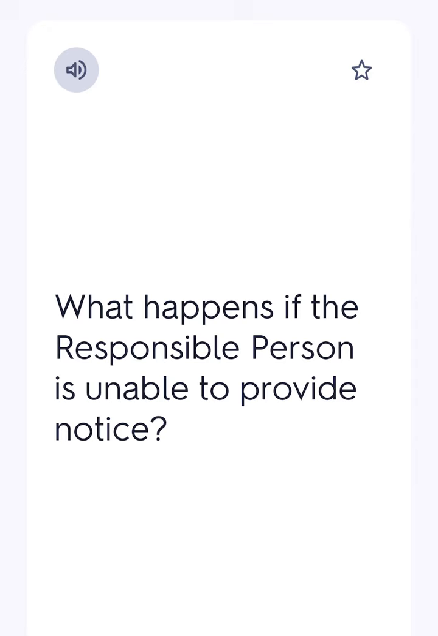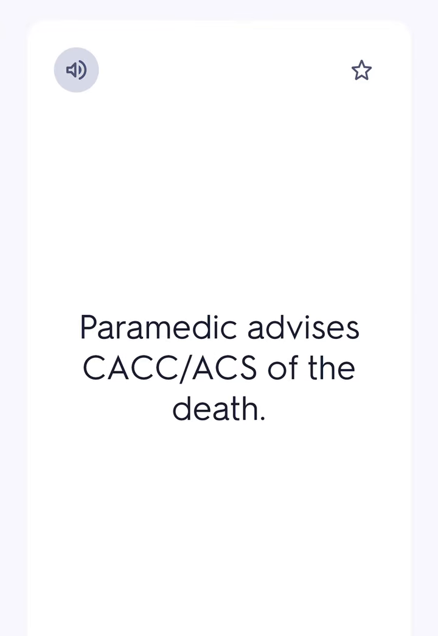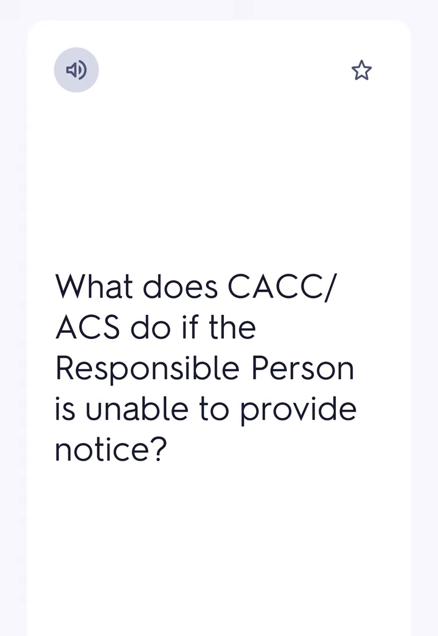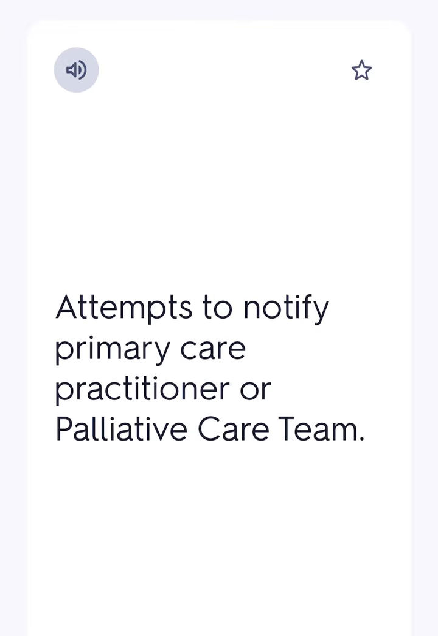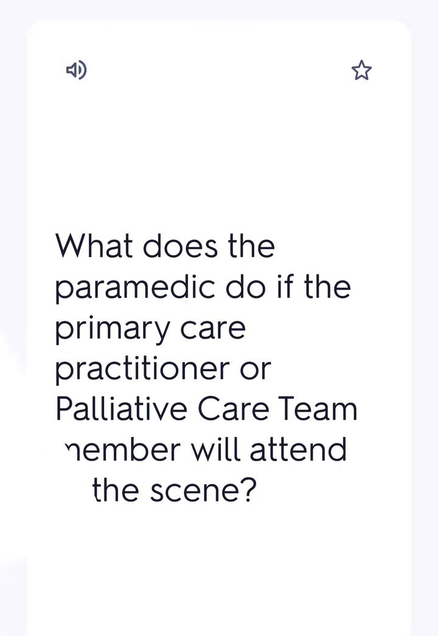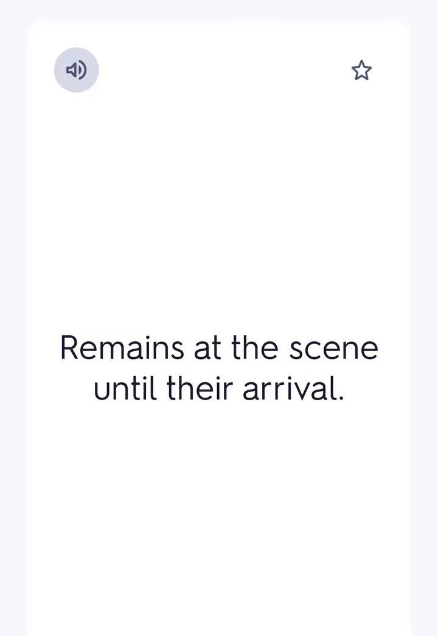What happens if the responsible person is unable to provide notice? Paramedic advises CCC/ACS of the death. What does CCC/ACS do if the responsible person is unable to provide notice? Attempts to notify primary care practitioner or palliative care team. What does the paramedic do if the primary care practitioner or palliative care team member will attend at the scene? Remains at the scene until their arrival.